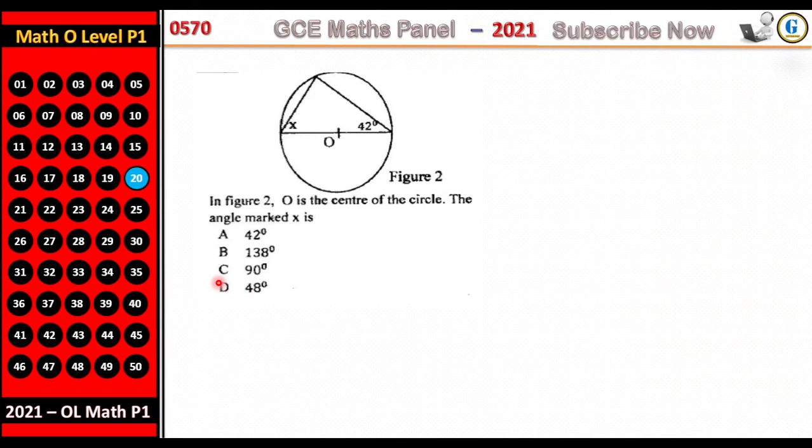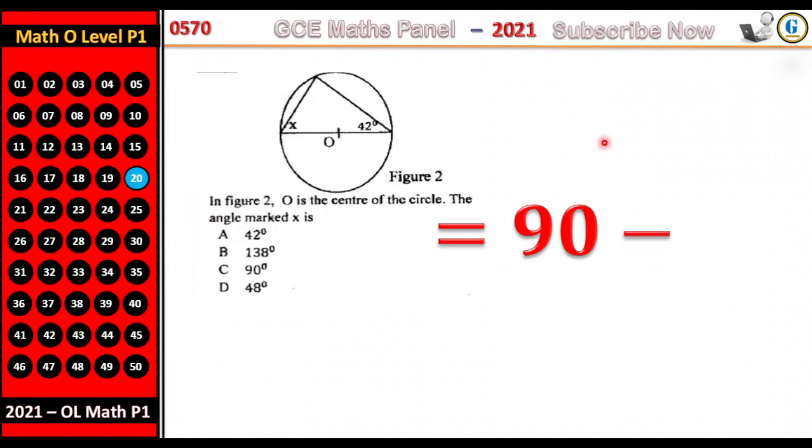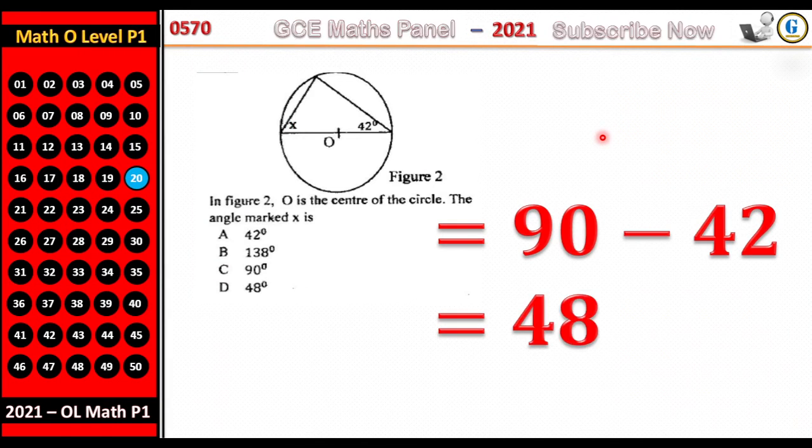20. In figure 2, the center of the circle is O. The angle marked X is. Normally, from circle theorems, any line that passes through the center of the circle is a diameter, and any angle subtended by a diameter is 90 degrees. So it means that this angle here is 90 degrees, and the sum of these other two is 90 degrees. Therefore, this is a right angle triangle. And if this side is 42 degrees, then this other side should be 90 minus 42 degrees, and that gives us a value of 48 degrees. D.